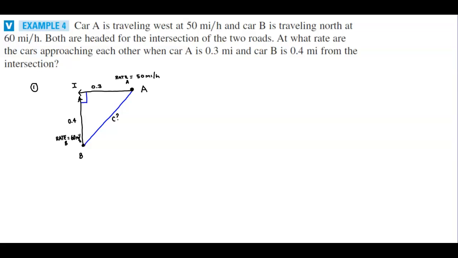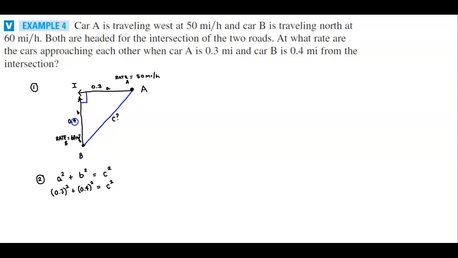So if we think of this as the Pythagorean theorem, we can call this lowercase a and this lowercase b. The Pythagorean theorem states that a squared plus b squared equals c squared. We know that the distance from car A to the intersection is 0.3 miles, so this is going to be 0.3 squared plus the distance from car B to the intersection, 0.4 miles, so 0.4 squared, and that's equal to c squared.